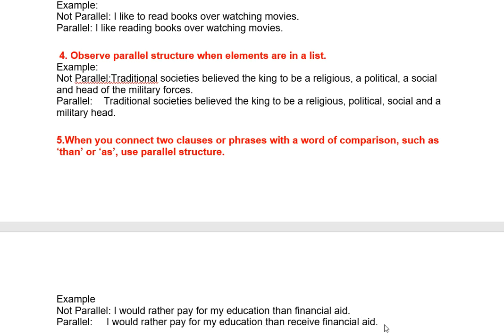Means someone wants to give me financial aid. Fine. He wants to grant the financial aid, but I am saying that I would rather pay for my own education. I don't want to receive the financial aid. Fine. You have to understand it in simple terms so that you can get it correct in the examination.